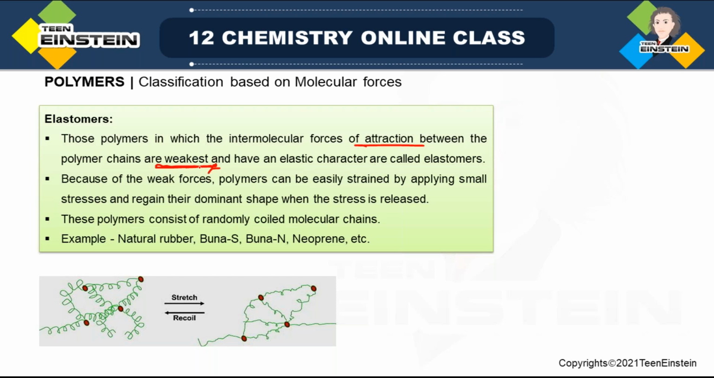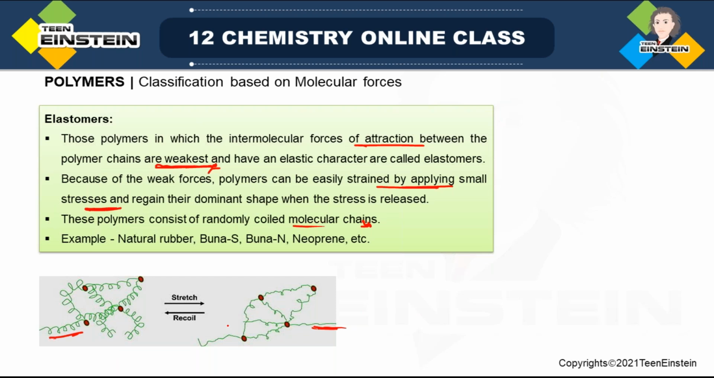Now as it is very weak, these polymers can easily be strained by applying small stress, and when this stress is removed, they regain their original shape. These polymers consist of randomly coiled molecular chains. As you can see, randomly coiled molecular chains, but when you are stretching it, these coils are to some extent less in number, right? So that is why stretching is possible.